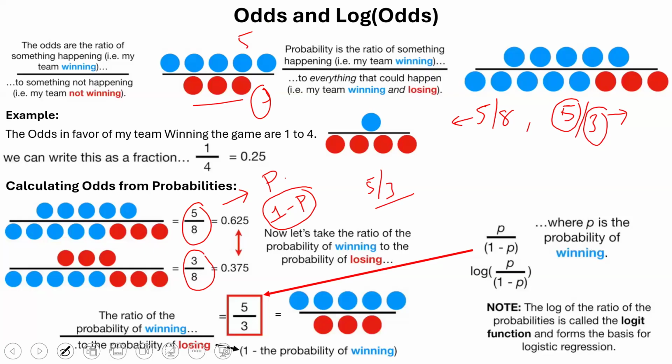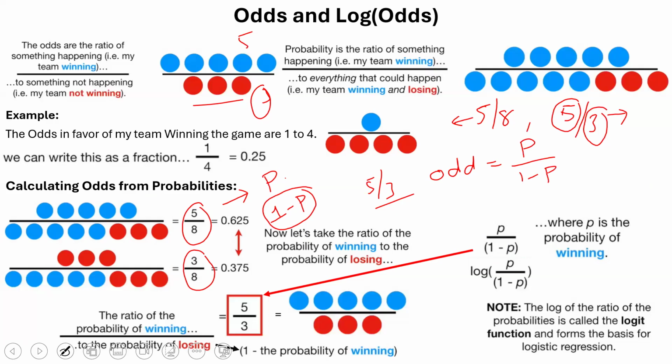If you take the probability of winning by the probability of losing, we are getting the odds ratio. Sorry, we are getting the odds, right? The odds value here is 5 by 3, which is nothing but the probability of winning by the probability of losing. So we can say odds is nothing but probability of winning by probability of losing.